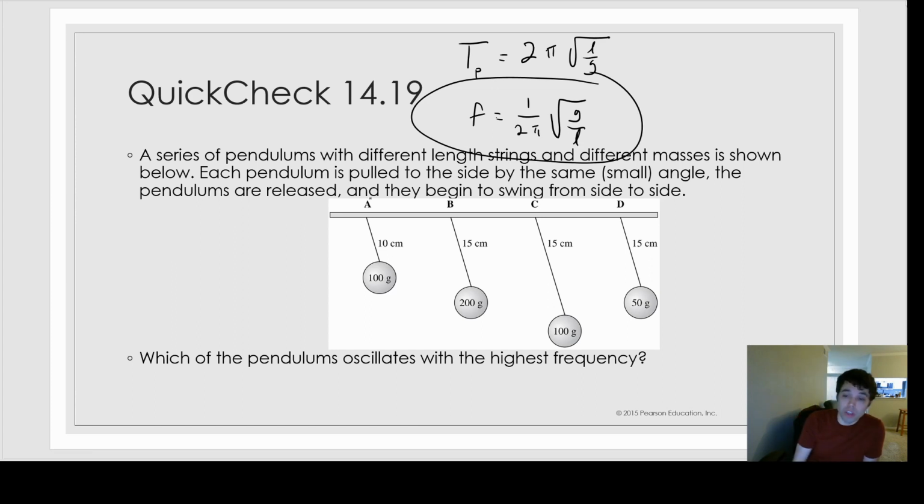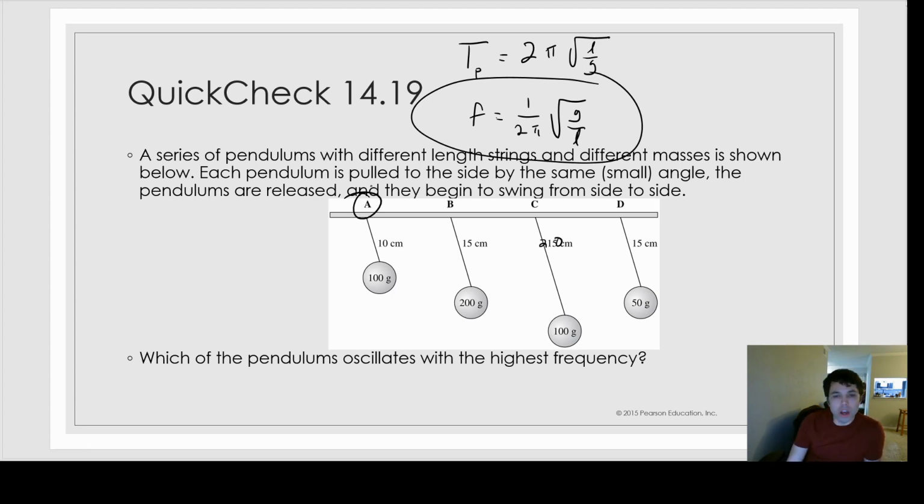And the answer is A, right? Smaller L means greater frequency F, right? B, C, and D all have the same length of string, even though it sure looks like C is longer, but it says 15 here. I think they did a typo probably there. Probably meant to say 20 here, but it doesn't matter because the answer is A, because small L means big frequency, right? Thanks to our equation, we see that relationship.